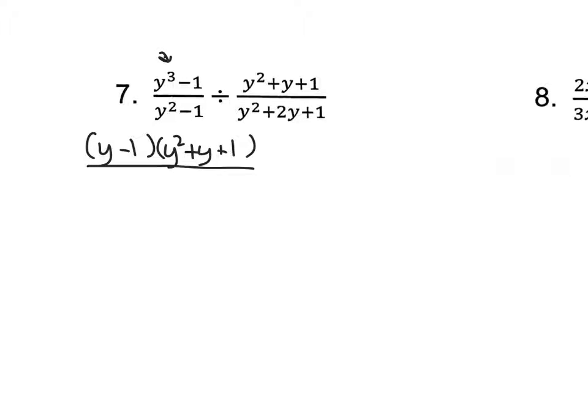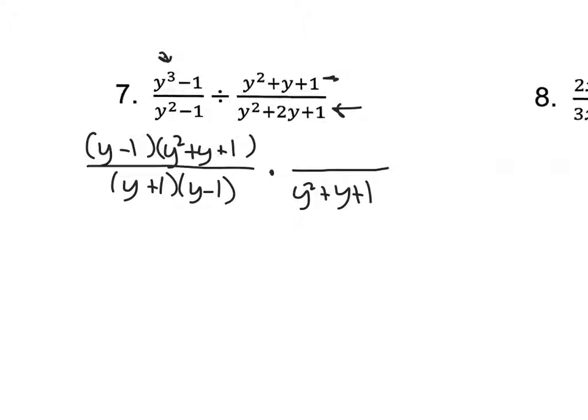You learn that pattern. On my denominator, difference of squares, y plus 1, y minus 1. Change it to multiplication. This is now my denominator, so I'm going to put y squared plus y plus 1 in my denominator. And this right here actually factors, because the factors of 1 that add up to be 2 are 1 and 1, so you can factor that.